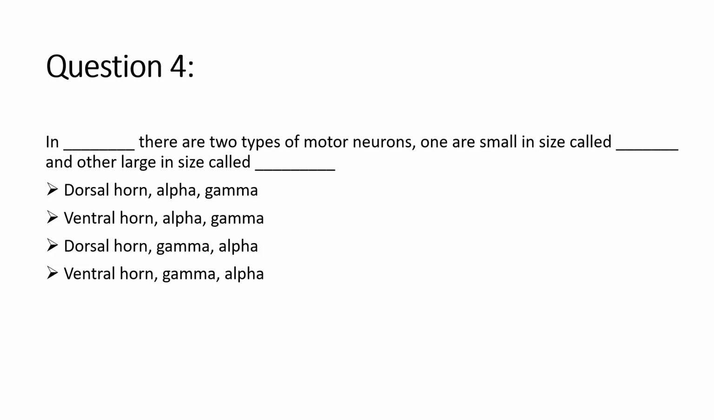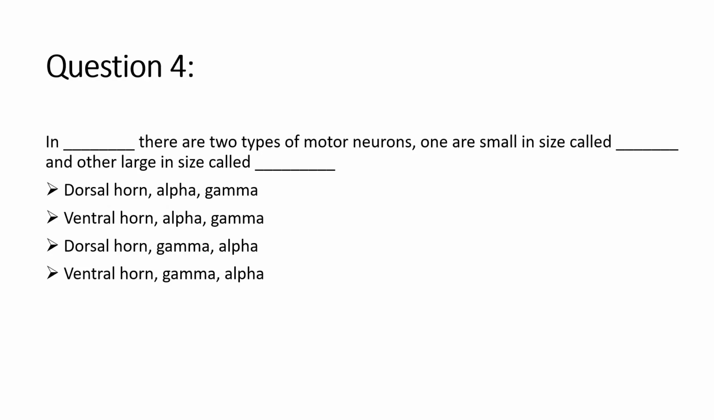So in our previous lecture, we had discussed the alpha and the gamma neurons. We had discussed that the gamma neurons innervate the intrafusal fibers, and the alpha neurons innervate the extrafusal fibers. Now you can write the answer and we will see what the correct answer is.